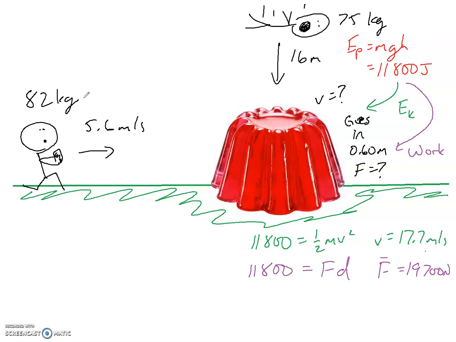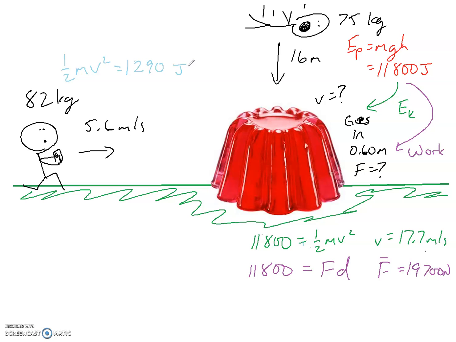Now, this person, of course, has kinetic energy coming into the situation, so we can find their kinetic energy. If I find their kinetic energy, that'd be 1/2 mv squared. So we've got the 1/2, we've got the mass of 82, and we've got the speed of 5.6. And again, don't forget to square the 5.6. And we get a kinetic energy of about 1,290 joules.